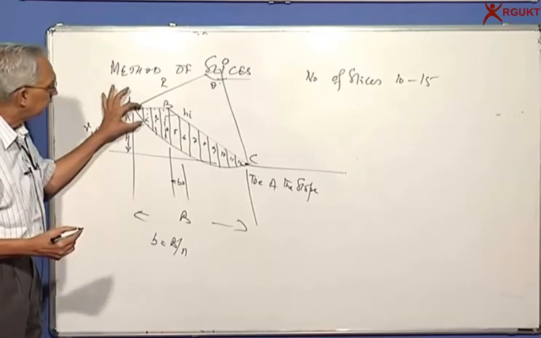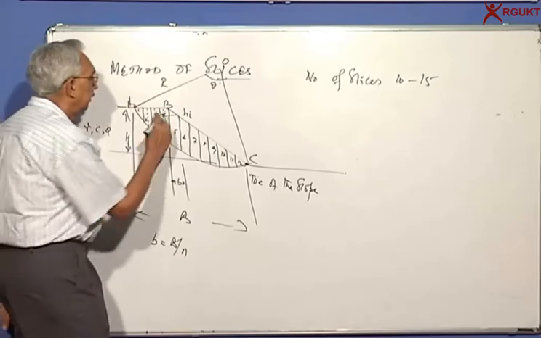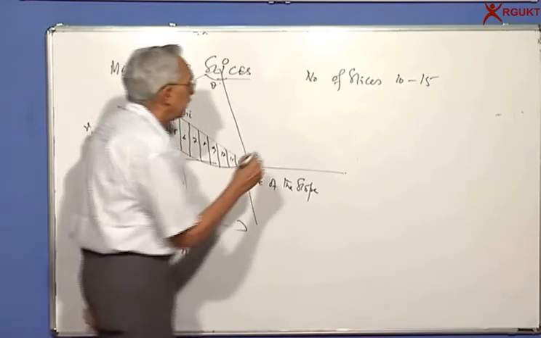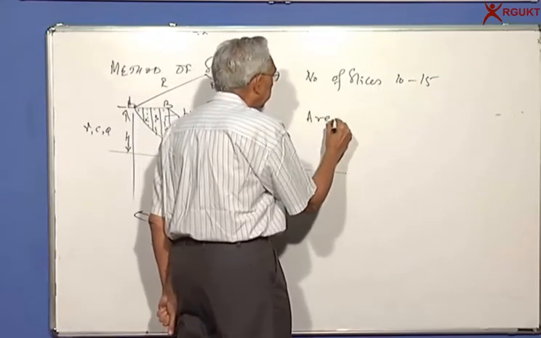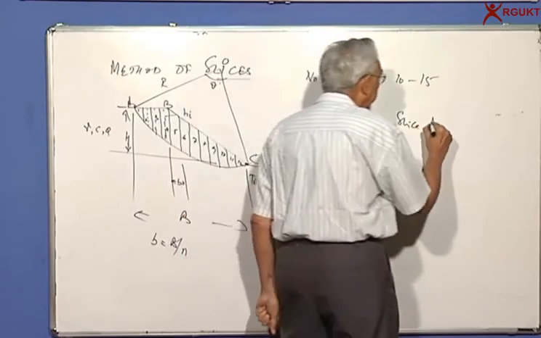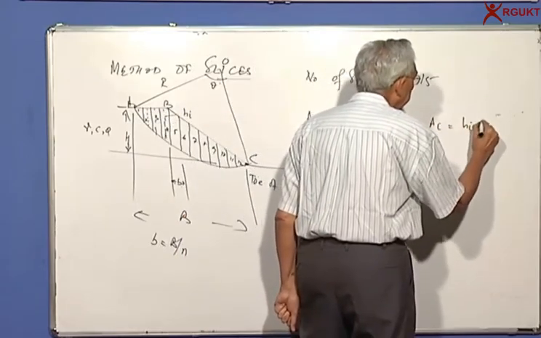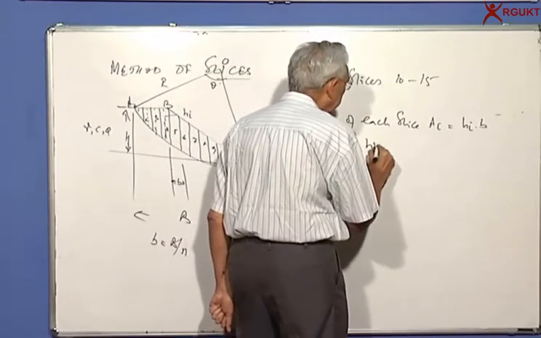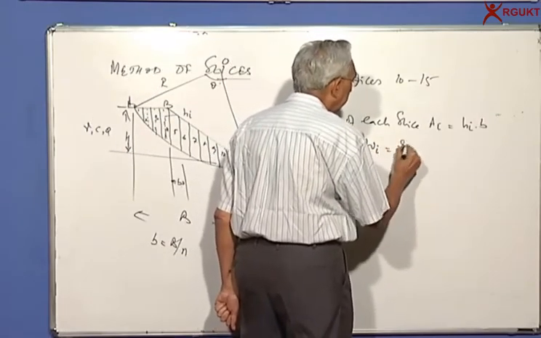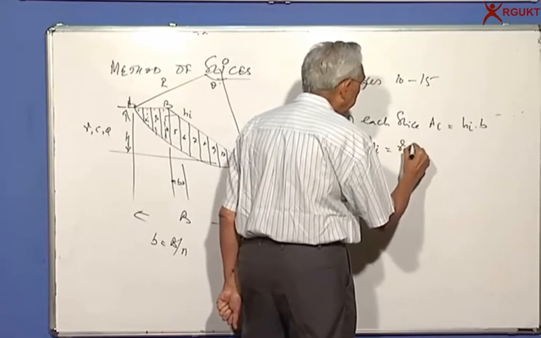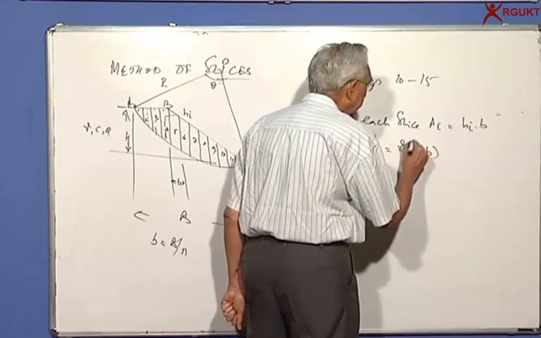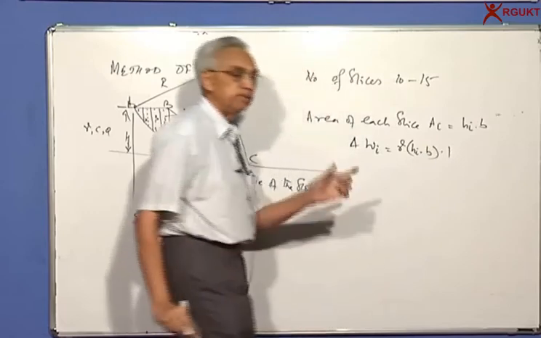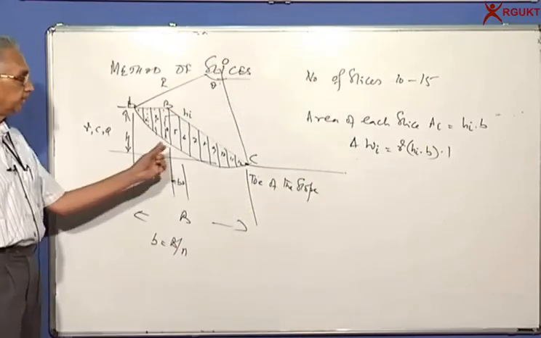Then I can measure these distances, the vertical heights. So the area of each slice is equal to Ai is Hi into b. Then you can calculate delta Wi is equal to gamma into Hi into b into, of course, 1, because 1 is perpendicular to the board, the thickness of the slice.